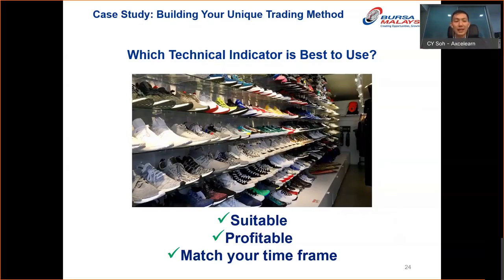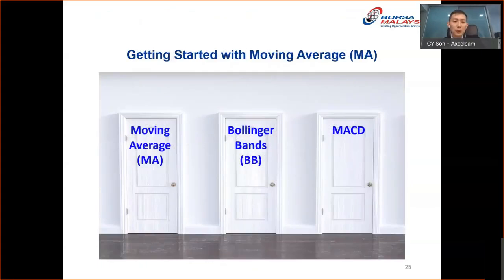No two traders have the same trading method 100%. So each and every trader has their own unique trading method. All right. Now, when it comes to finding indicators, why use moving average if you do not know which indicator is best for you to use?